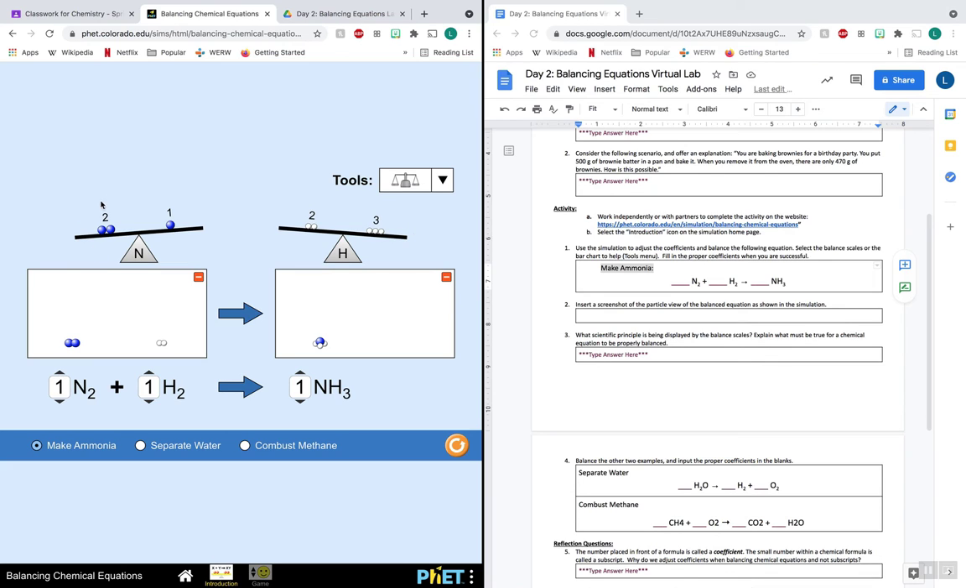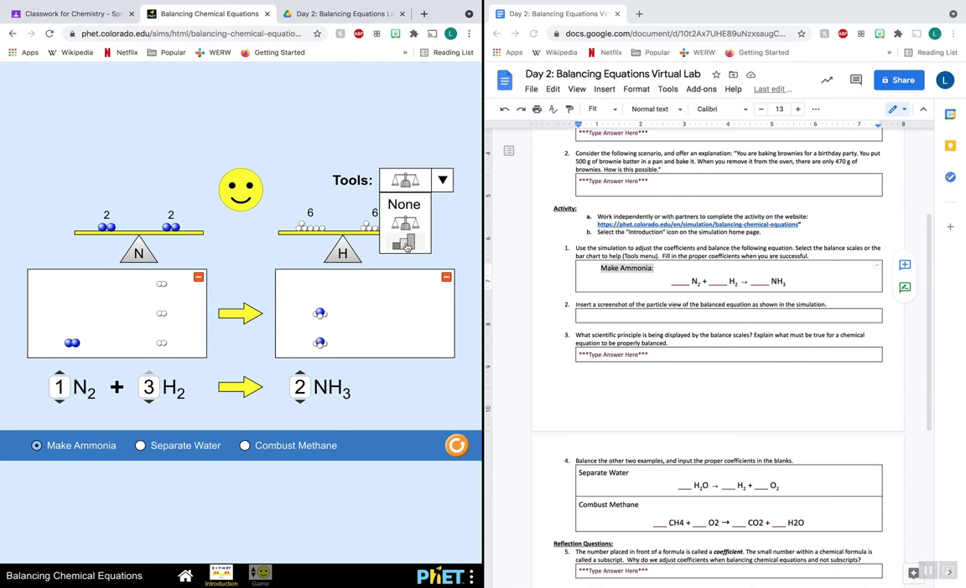On the left side of each scale shows how many atoms of nitrogen are in the reactants, and the right side of the scale over here shows us how many atoms of nitrogen are in the products. Obviously, this is not balanced. We can mess with quantities here until we find a happy balance. Some people like these balance beam scales.